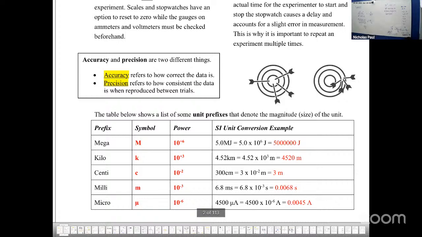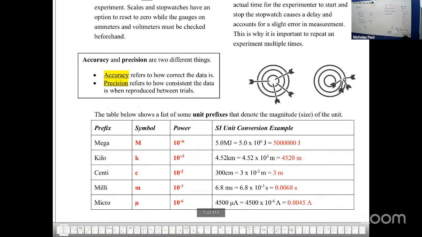Right? They are not the same thing, right? Accuracy refers to how correct the data is. So accuracy is, if the correct reading is 2 and you get 2, it means they're accurate. If you get 1.3, it means it's not accurate. All right. Precision refers to how consistent the data is being reproduced. So if you get a reading the first time, 2.1, the next reading, 2.11, then 2.09, then 2.1, it means that all your values are very close together. So it means that you are precise.